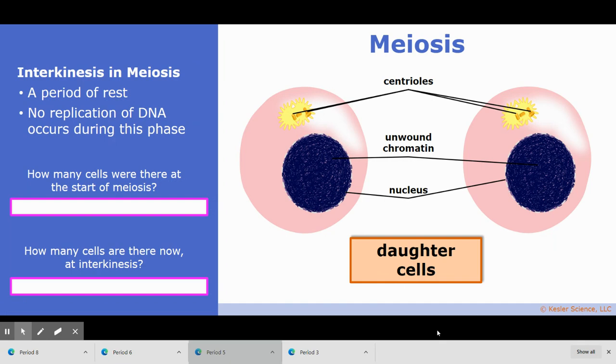Okay, now we move into a part called interkinesis. This is where the cell just kind of takes a rest. There's no DNA being replicated at this point. So we're going to just look and think, how many cells were there at the start of meiosis? And then how many cells are there now at interkinesis? You can pause the video and answer these questions. At the beginning of meiosis, we started out with 1 cell, and as you can see in the picture, we have 2 cells. So it's gone through 1 cell division.